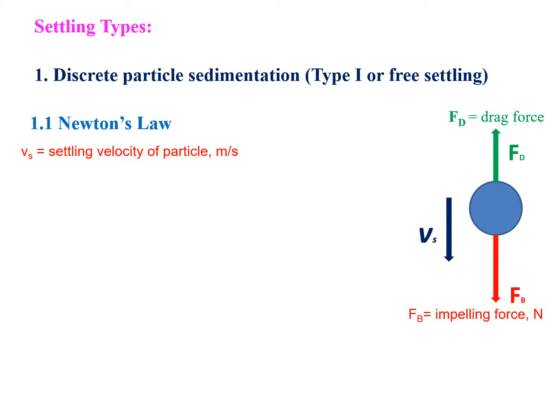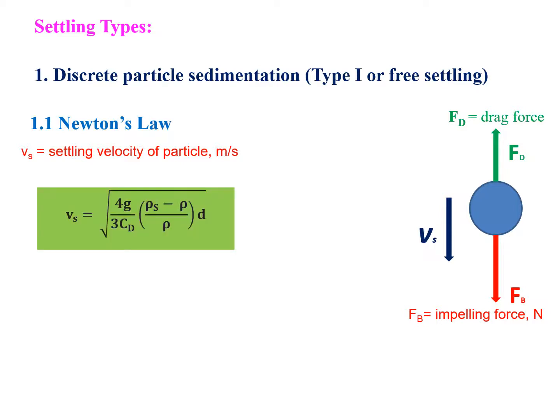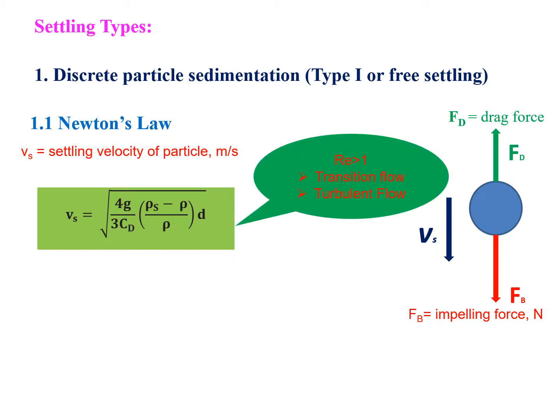forces. So forces based on Newton's law from the dynamics, if you remember, sigma forces equals mass times acceleration. So Newton's law, Vs is settling velocity of particles, meters per second. The formula is Vs equals root of 4 times gravity over 3 times CD times (rho s minus rho) over rho times d. So this formula we need to use for Reynolds number larger than 1.